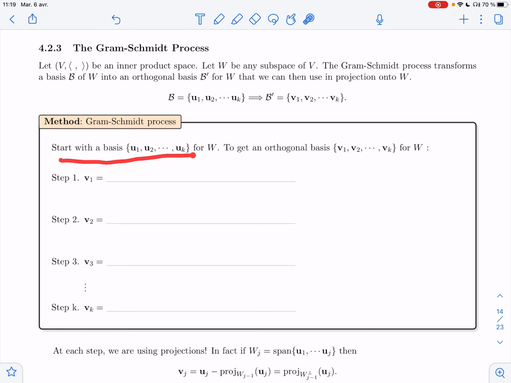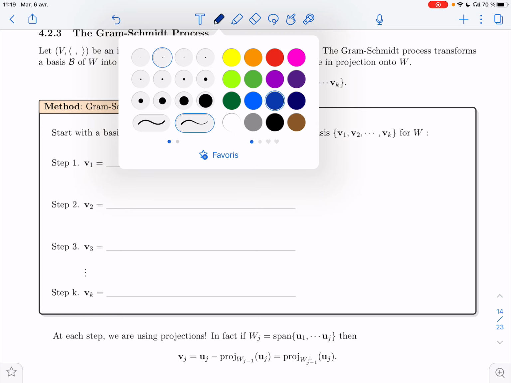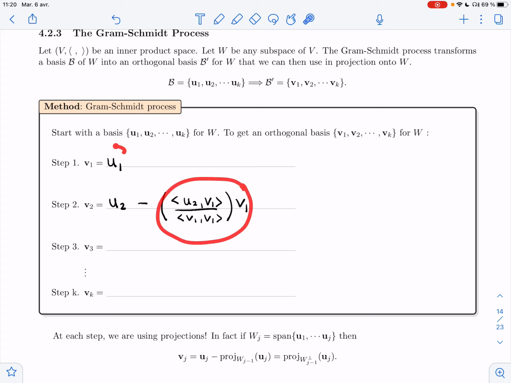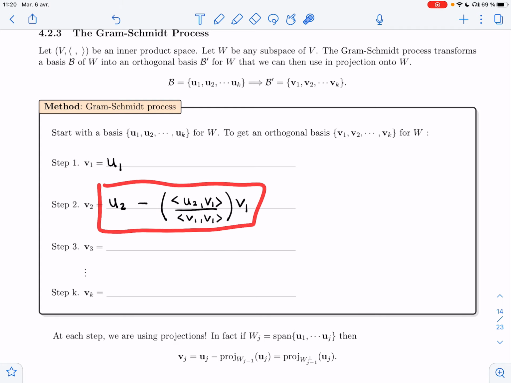Start with a basis for W. To get an orthogonal basis for W, the first element of that orthogonal basis is pretty simple: just take V1 to be U1. We cannot take V2 to be U2 because we don't know that U2 and U1 are orthogonal, so we need to make sure it is. What we'll do is take away the projection onto the ones that we already have used, that is, take away the projection onto the span, the line, of V1. So this one is the orthogonal component.